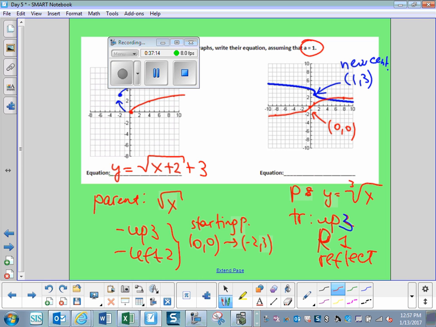Are we done? No. So we need to write the equation. What is my new equation? I know my parent function and I know my transformations. Negative cube root of x, what? Minus 1 and then plus 3.